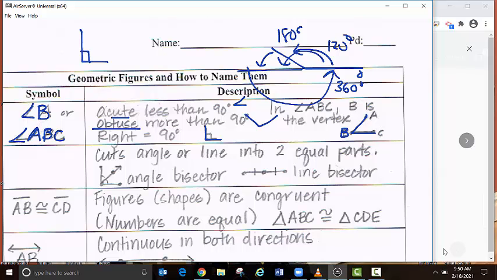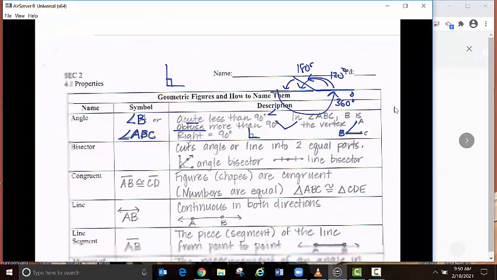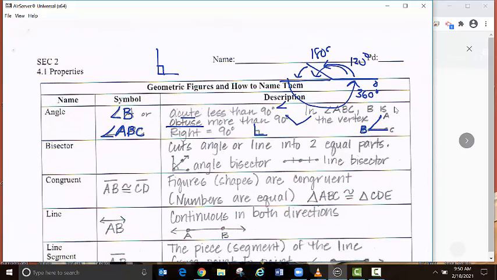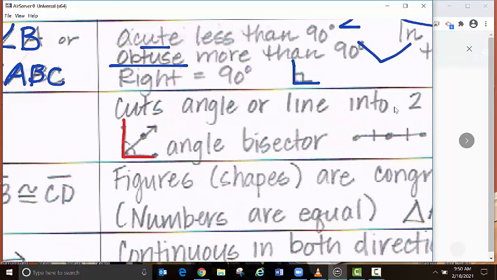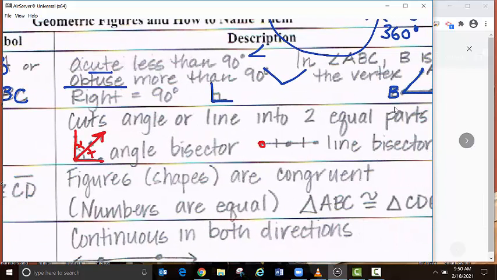So now that we've shown you how you measure that on a protractor, okay, the next one is a bisector. It cuts an angle or line into 2 equal parts. There's no special symbol for it, okay? But if you have an angle, a bisector makes this piece the same size as this piece. Or here, if you have a segment, this right here could be a bisector. If this whole thing was 10, now this piece is 5 and this piece is 5. It cuts it in half, okay?